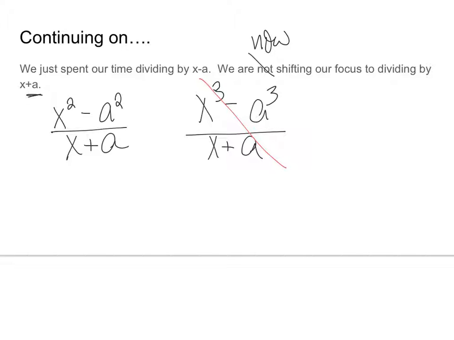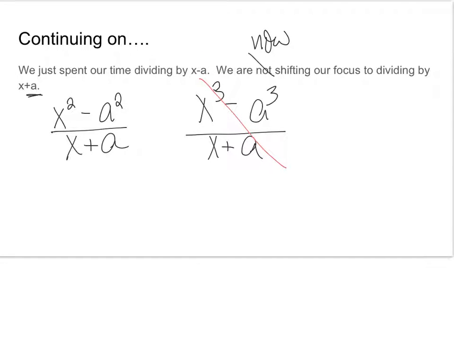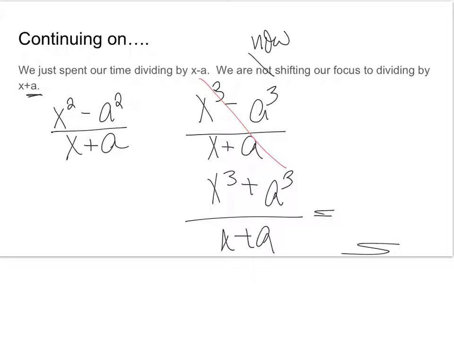So if I have, sorry, turned off my pen, x cubed plus a cubed over x plus a. Okay, I can do this one with no remainder, and we'll show you how.